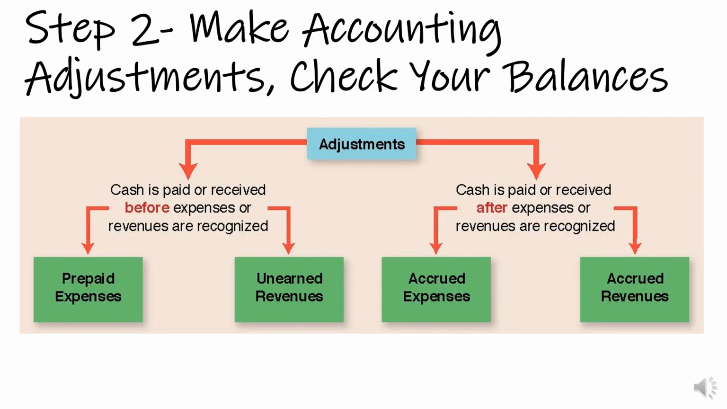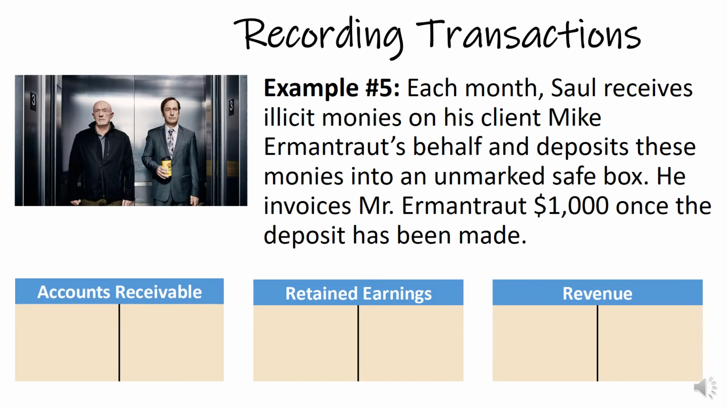The final example of adjusting journal entries that we'll discuss deals with accruing revenues. We make this adjusting journal entry to put a placeholder in for work that we've already done, but work where we haven't yet received the cash. So finally, let's assume that Saul acts as a conduit for Mike Ehrmantraut, receiving illicit monies on his behalf and then depositing these monies into an unmarked safe box.